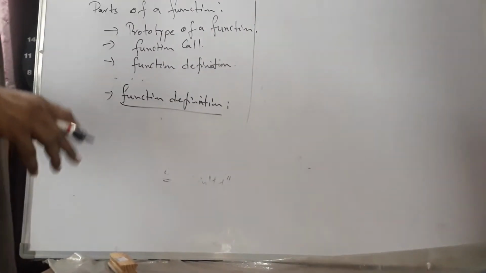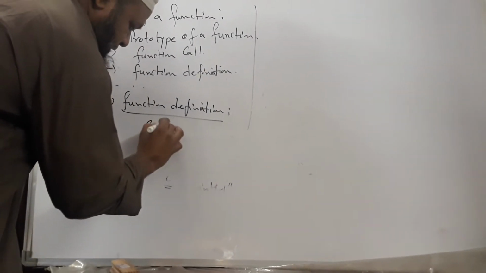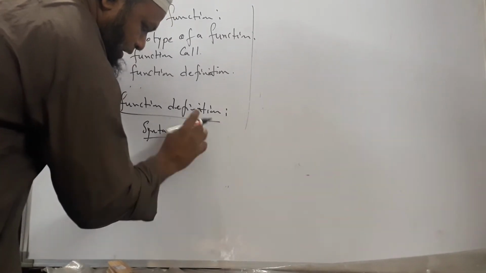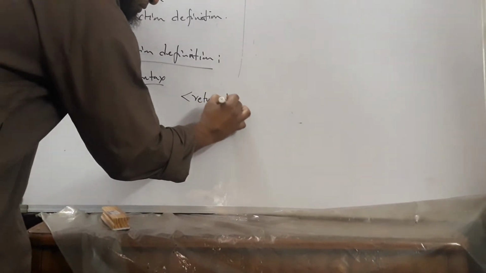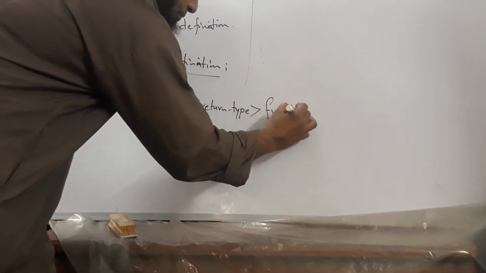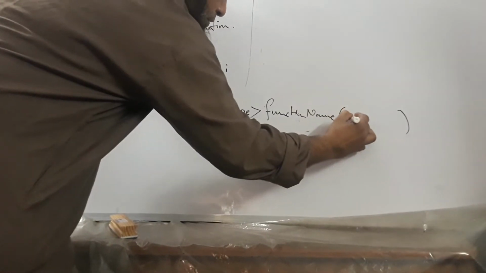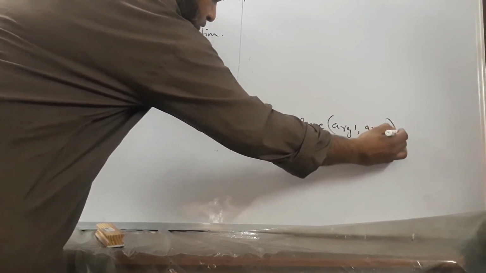Function definition is the task which we want to carry out. How to write that? We will write the syntax. How to write the function definition? Same, we'll write it outside main or any other function. We'll write it with the return type, then the function name and arguments: argument 1, argument 2 and so on.